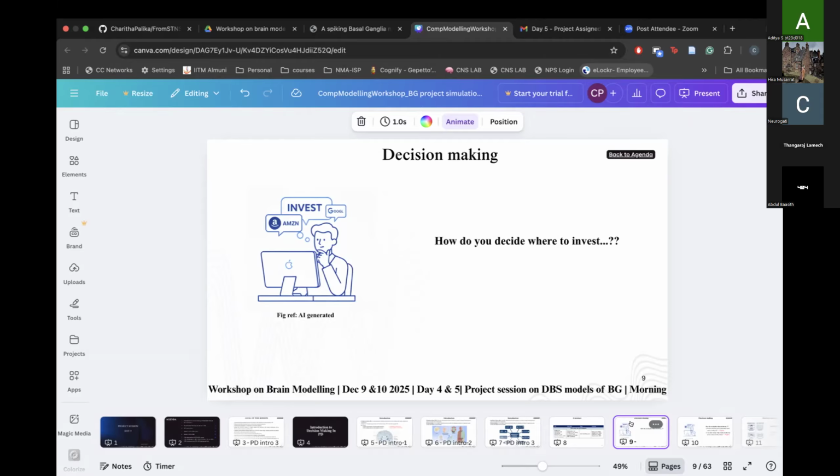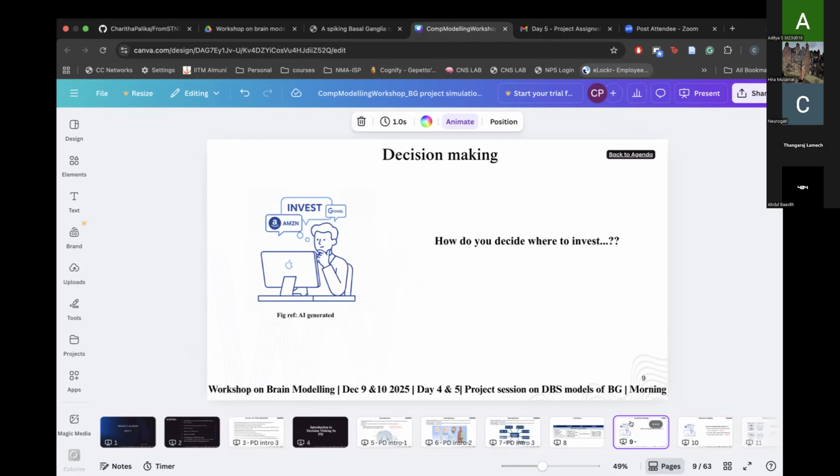And SNC, substantia nigra pars compacta, which is basically dopamine-producing cells, actually projects onto the D1 and D2 striatum. They also project to STN and GP. We'll look at it later. But yes, this is the overall architecture.